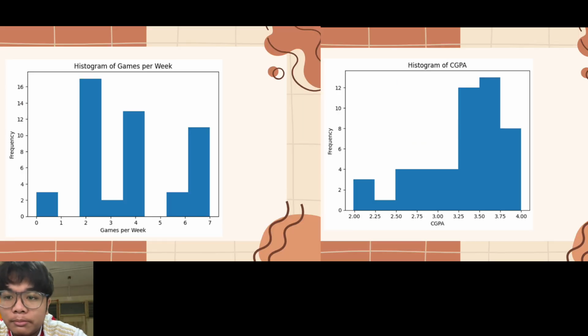By comparing both histograms, we can see that although many students play games several times per week, their CGPA remains relatively high. This suggests that moderate gaming does not strongly affect academic performance, as most students are still able to maintain a good CGPA. In conclusion, the histograms help us understand the overall pattern of gaming habits and academic performance among students. Most students show balanced gaming behavior and good academic results.